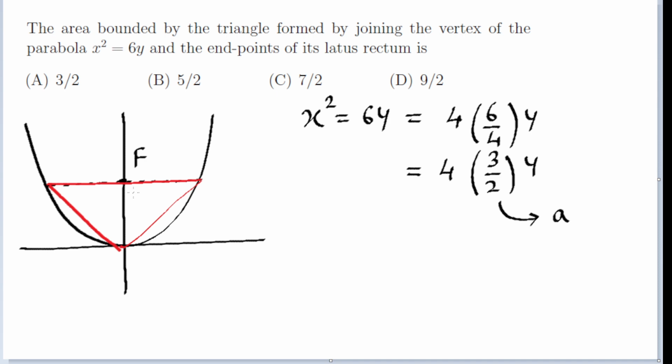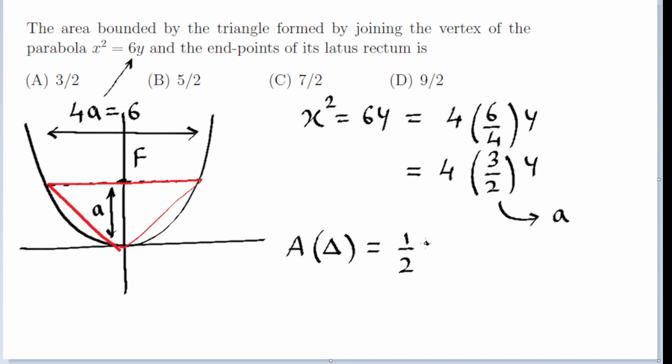Observe that this distance in the figure is a. And we know that the length of the latus rectum of the standard parabola is given by 4a, which is the coefficient of the y term in the standard equation. So 4a is directly equal to 6. Therefore the area of the triangle is half into the base, which is 4a, that is 6, into the height, which is a, that is 3 by 2. On cancelling 2 we get the final answer as 9 by 2.